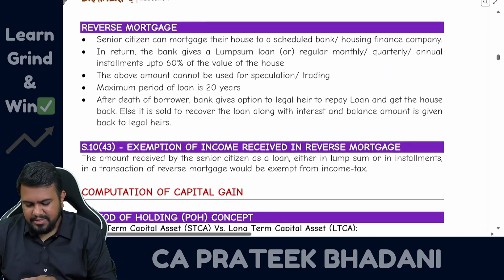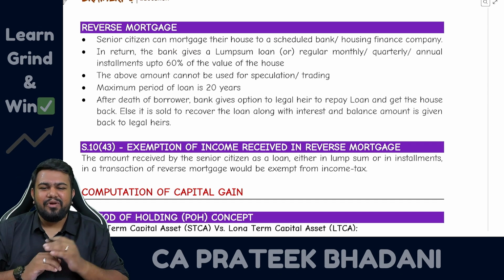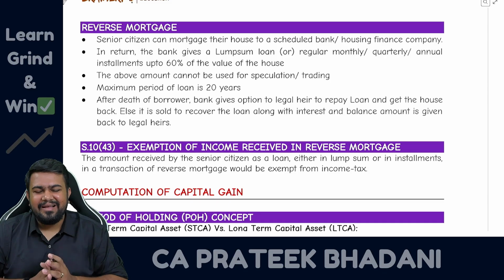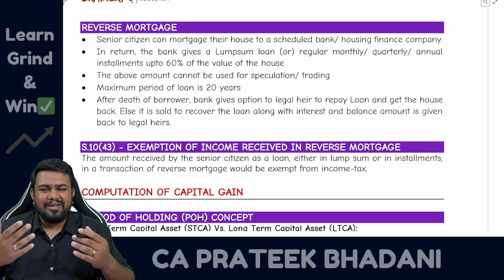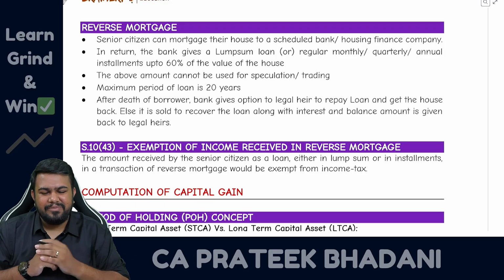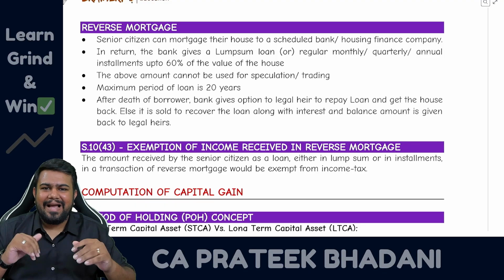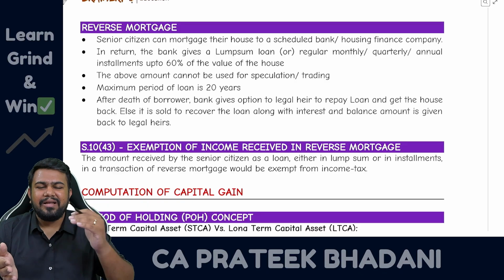Reverse mortgage means a senior citizen can mortgage their house to a scheduled bank or housing finance company. In class, I take the example of a very old man called Jollu Tata. He is very, very old and has a house, but he does not have the money to take care of himself. So he gives the house to the bank as mortgage, and instead the bank gives him a loan.